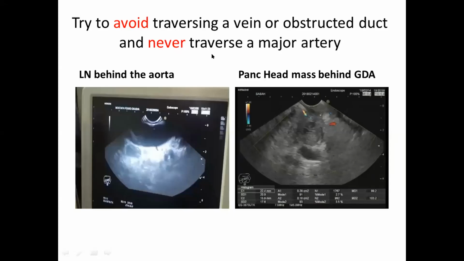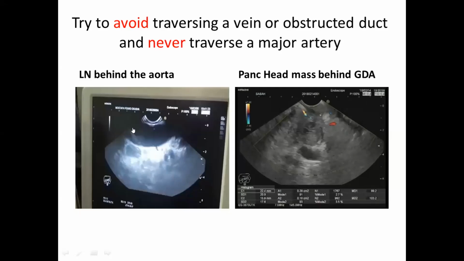And never traverse a major artery. You can, in some instances, when you are obliged to, traverse a vein, but in the artery the pressure is very high. And major arteries may be atherosclerotic, and this may induce a break or aortic dissection, for example.